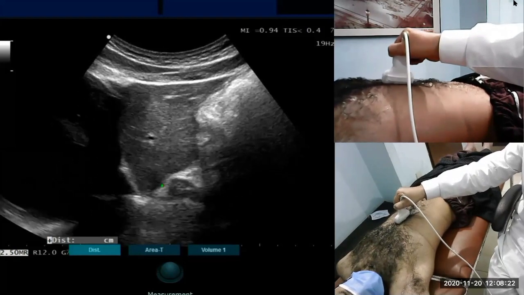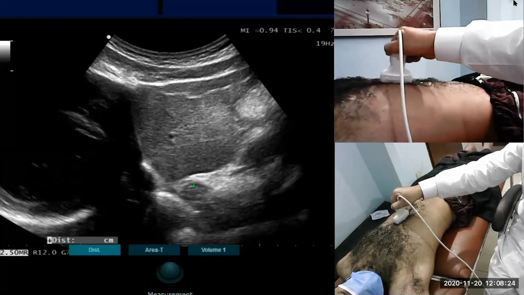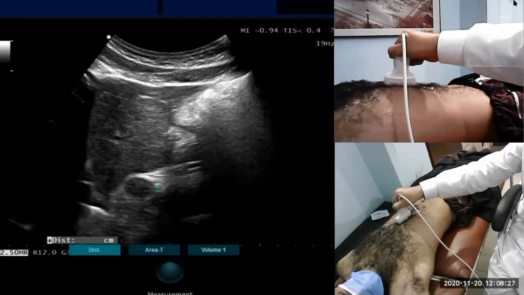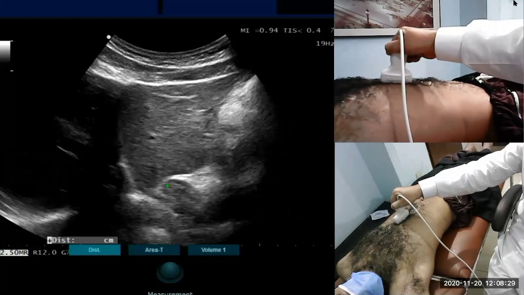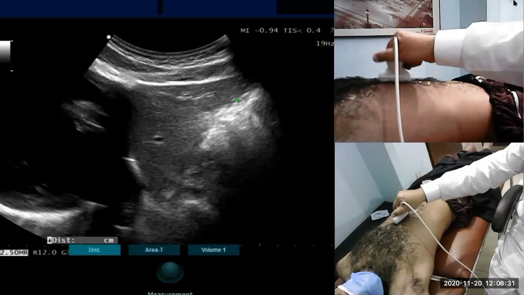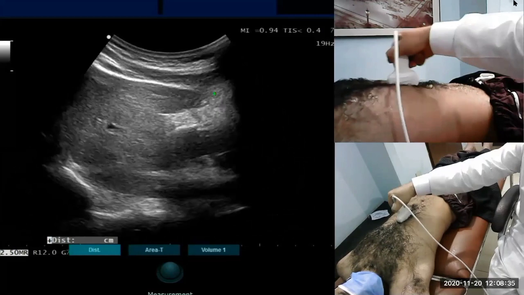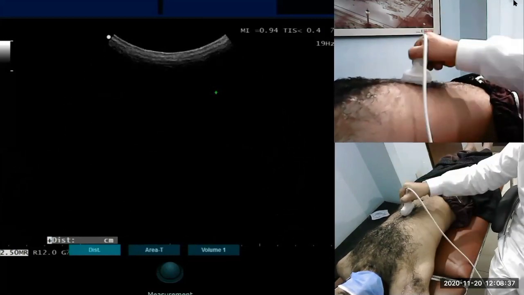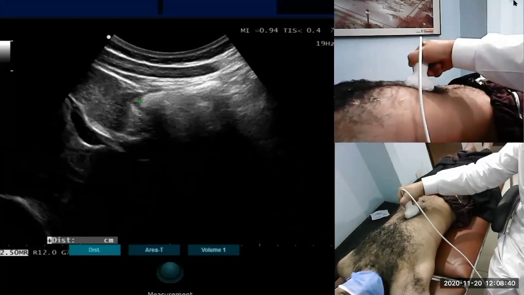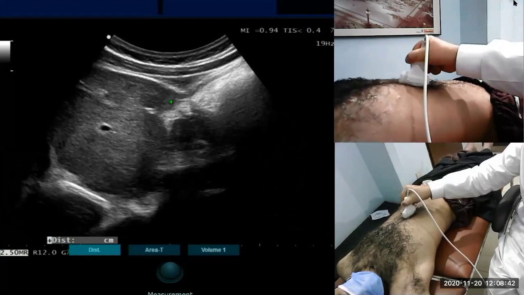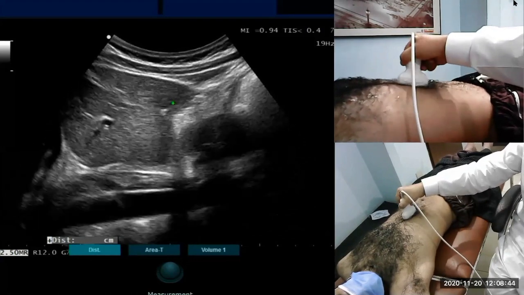And there you see the esophagus. This one, this rounded, this is esophagus. And there you see the stomach with food. And this region is the pyloric region. So I have seen the liver longitudinally.